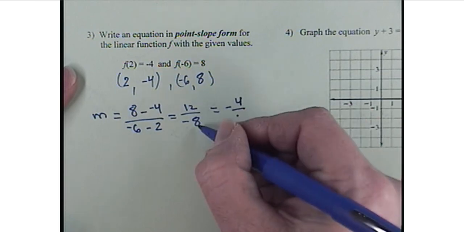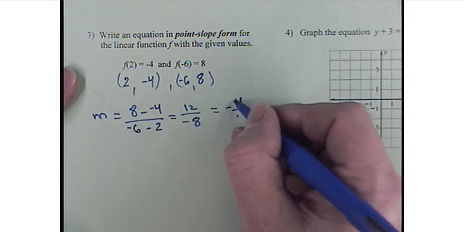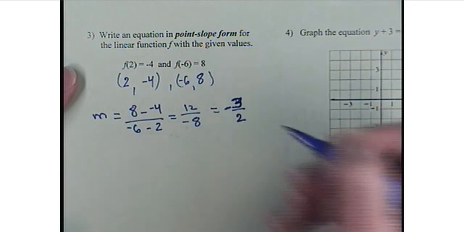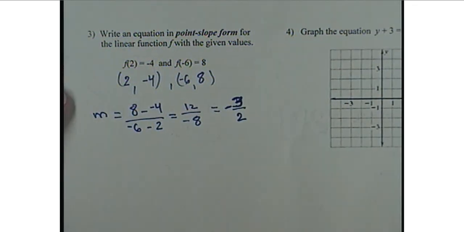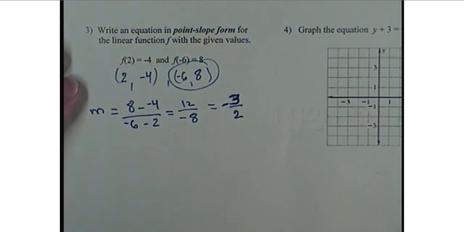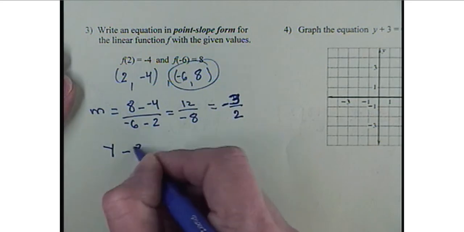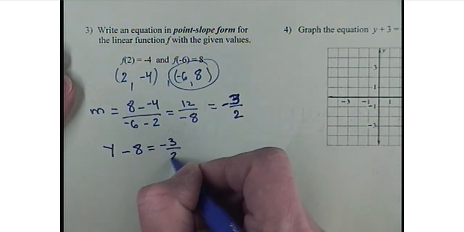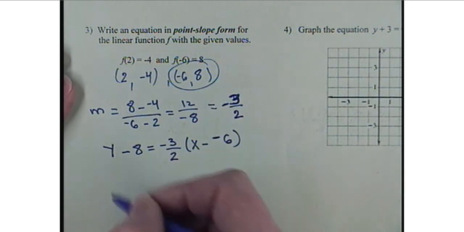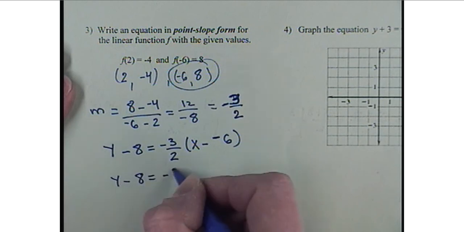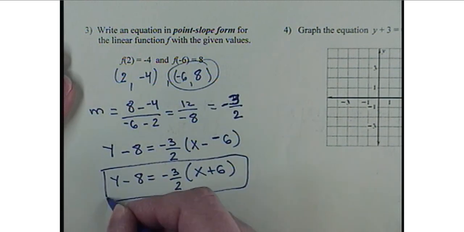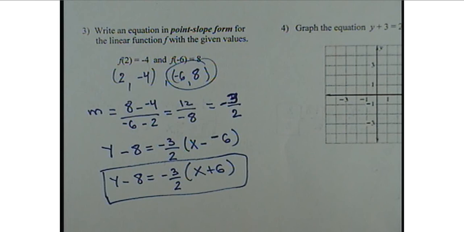12 over negative 8 will be negative 4 over... so if we simplify, this will be negative 3 over 2. Yes, that will be the simplest form of the slope. Negative 3 over 2. Pick one of the points. Let's say this time we want to work with the second point, and I'm going to write y minus 8 is equal to negative 3 over 2 times x minus negative 6. Okay, one more step. Y minus 8 is equal to negative 3 over 2 x plus 6. That will be my equation. And we are done with example number 3.